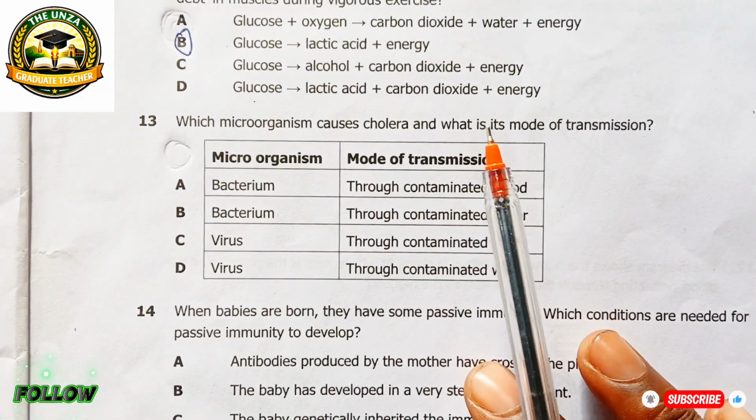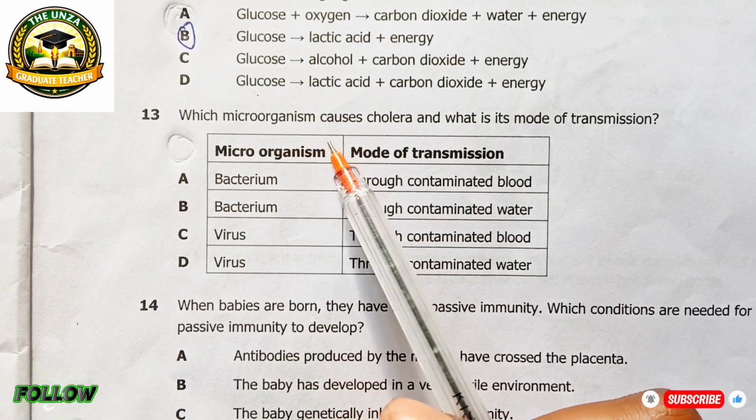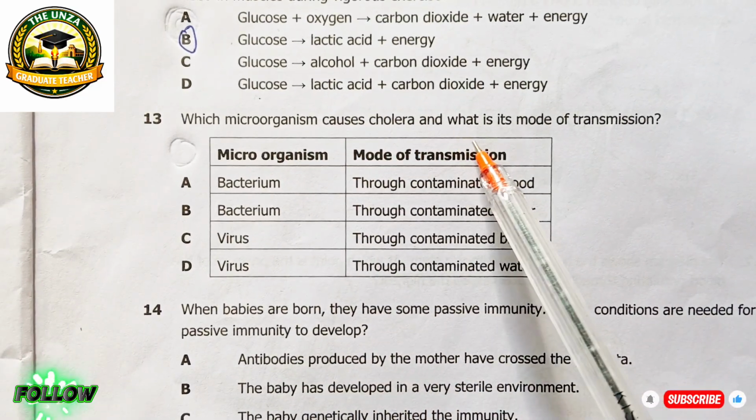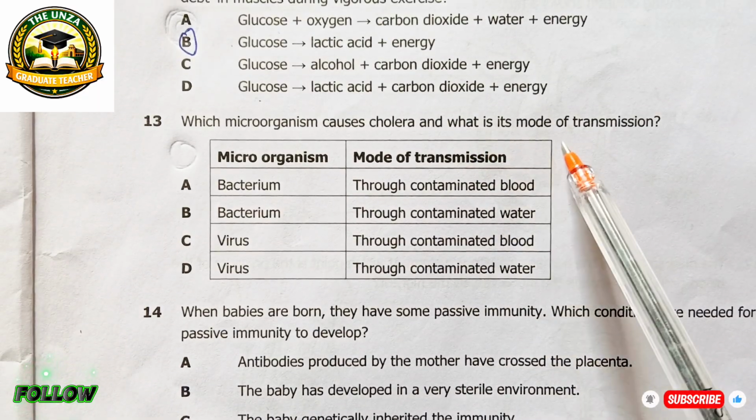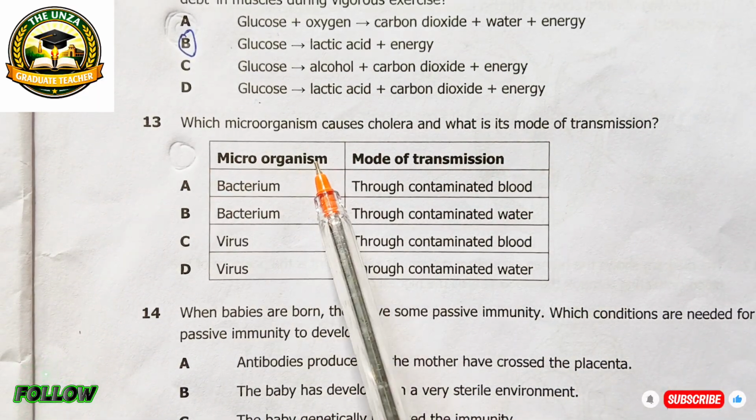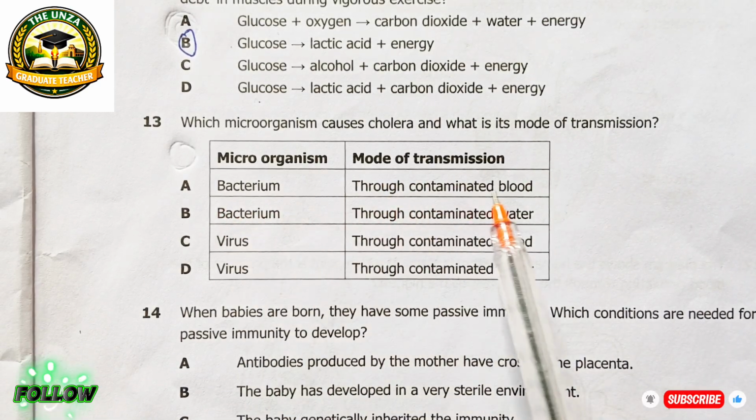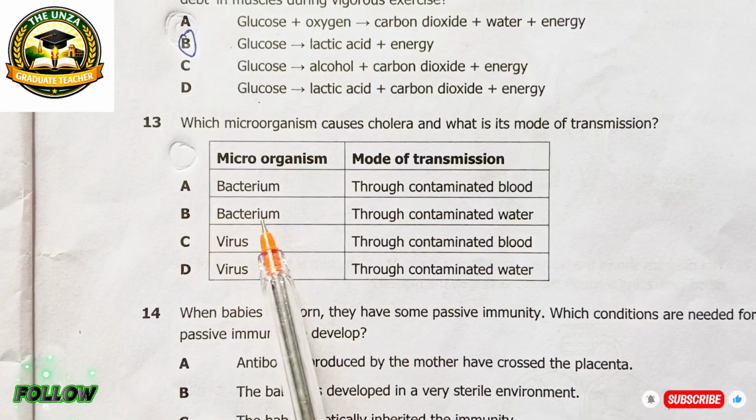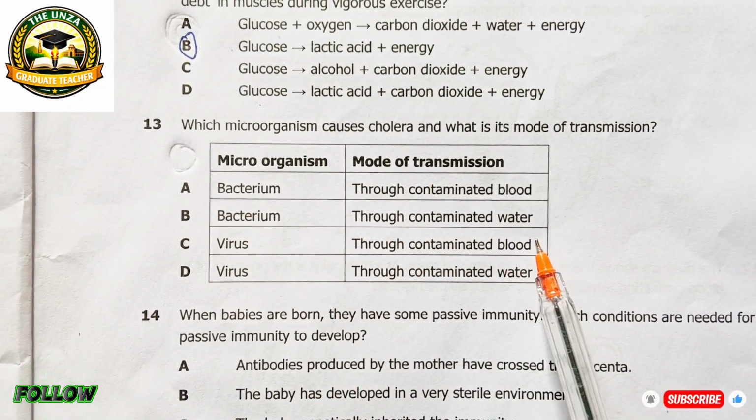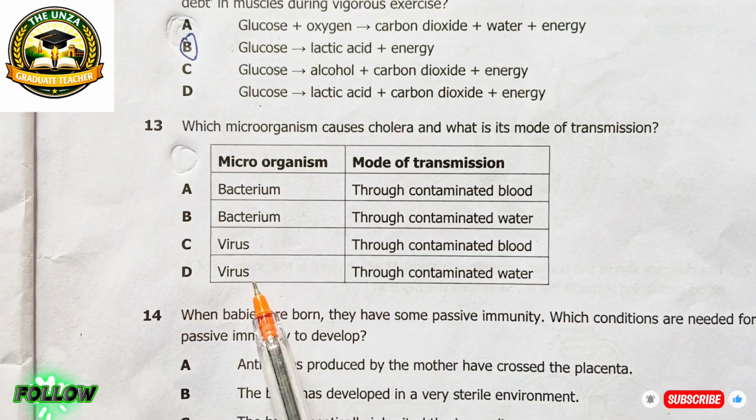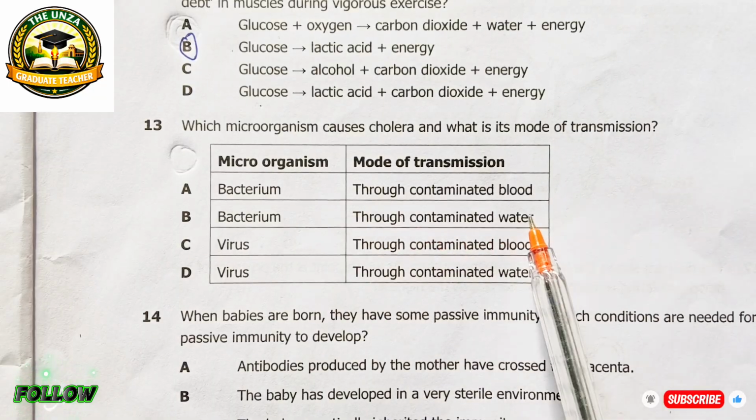So question 13 was saying which microorganism causes cholera and what is its mode of transmission. So microorganism and mode of transmission. It was saying A, bacterium through contaminated blood. B, bacterium through contaminated water. C, virus through contaminated blood. D, virus through contaminated water.